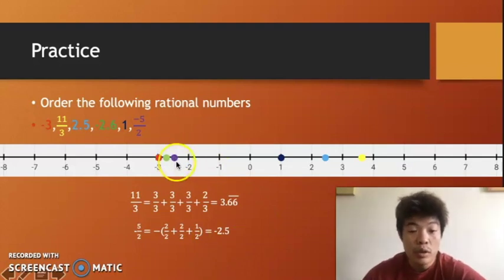So if we were to order the numbers from least to greatest, it would go from -3 to -2.6 to -5/2, 1, 2.5, and then 11/3. So whenever you're doing these problems, make sure to use a number line so that you do not get confused.